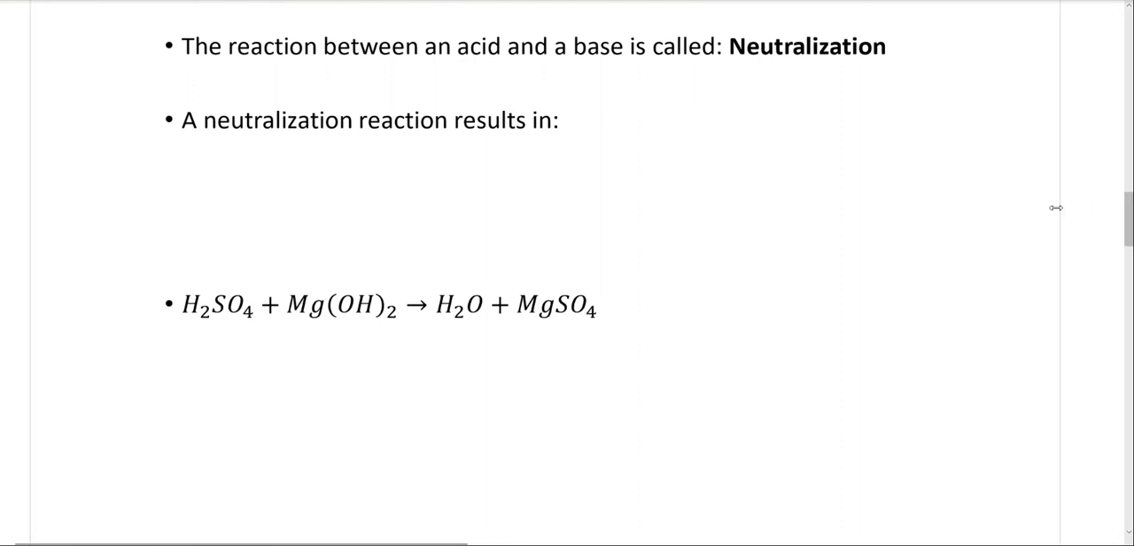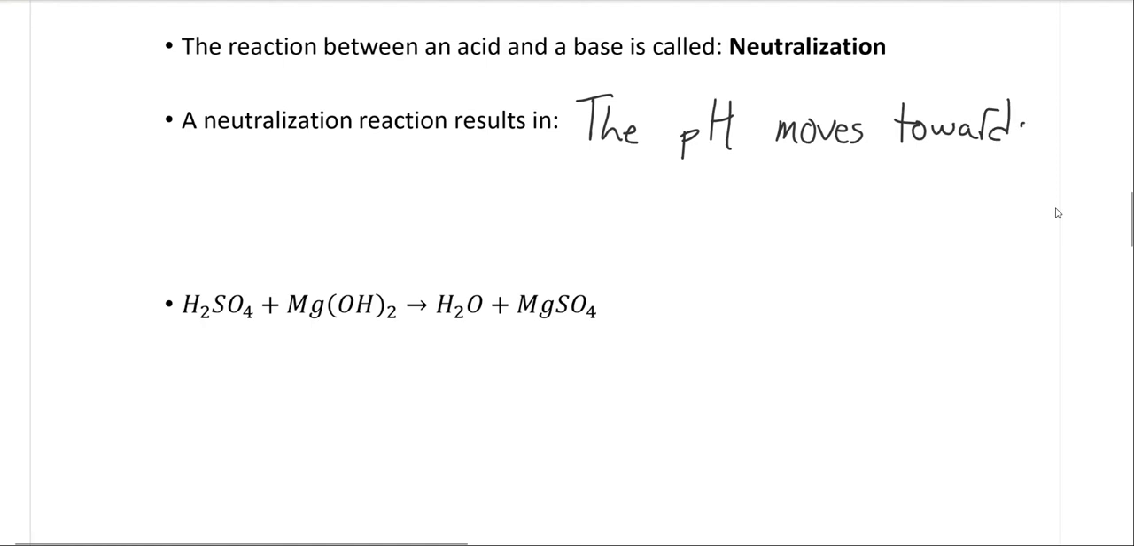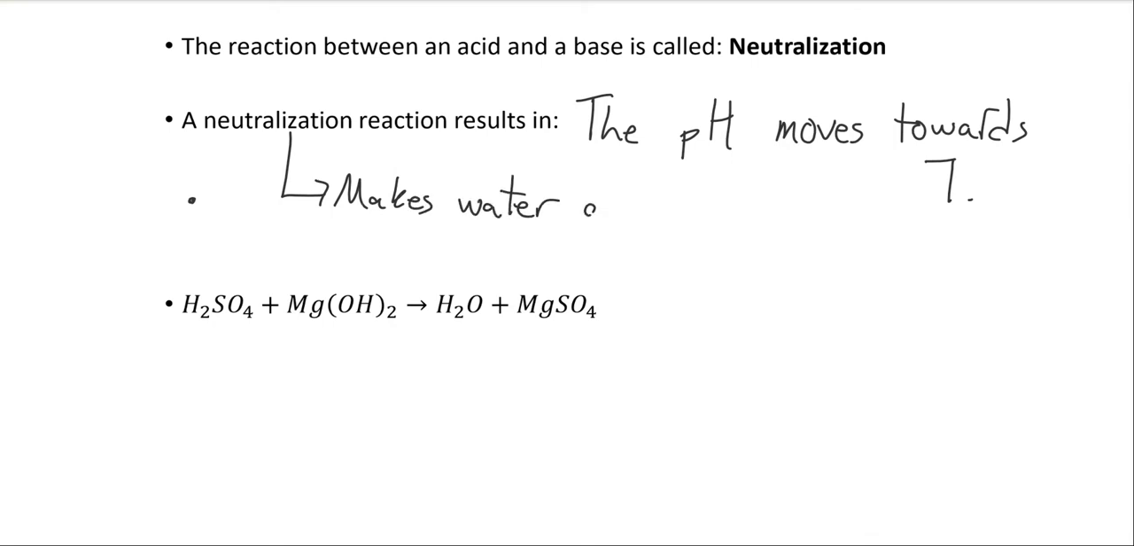So the reaction that is between an acid and base has a special name. We call it a neutralization reaction. And it's because the neutralization reaction has two key results. One key result is that the pH moves towards 7, and 7 is neutral. Oh, that makes sense. The next is that the products are always a water and salt. A neutralization reaction makes water and salt.